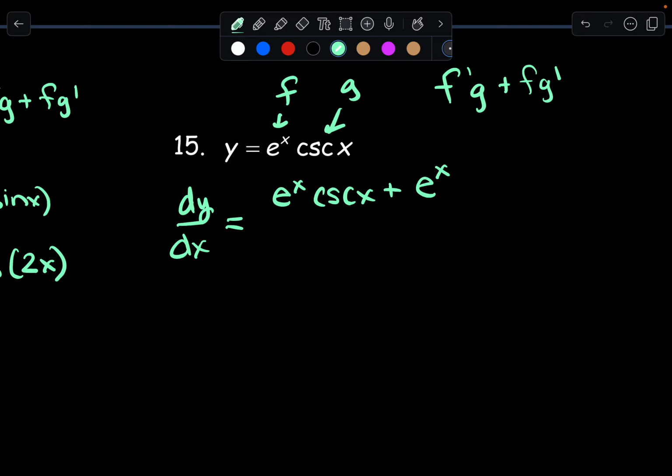Now the derivative of cosecant x, if you think back to secant, the derivative of secant x is secant x tan x. So it's itself and its partner. Cosecant's partner is cotangent. Okay, so it's going to be cosecant x cotangent x, but because it's a co-function, it's going to be negative.